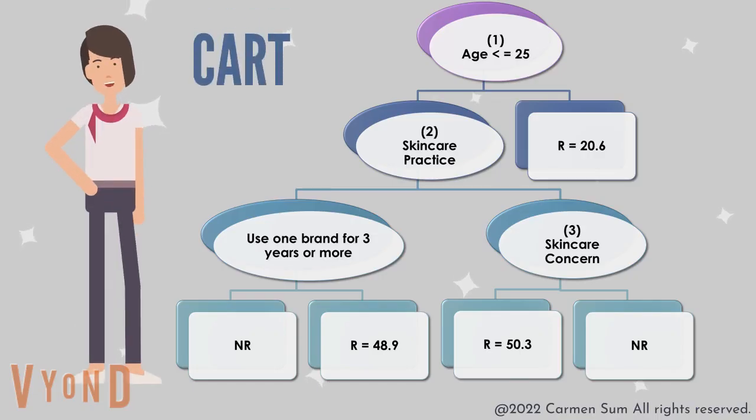This binary tree diagram is an example of CART, which splits customers into groups with response rate calculated.